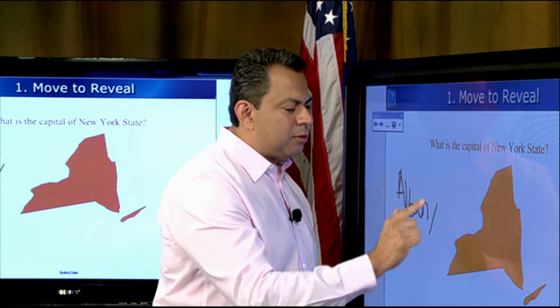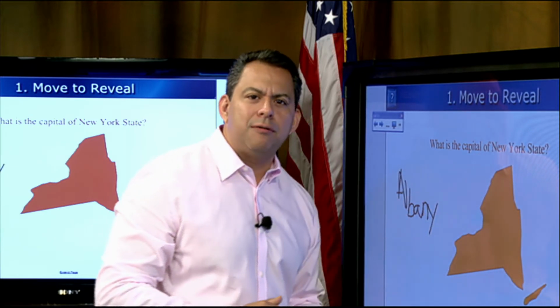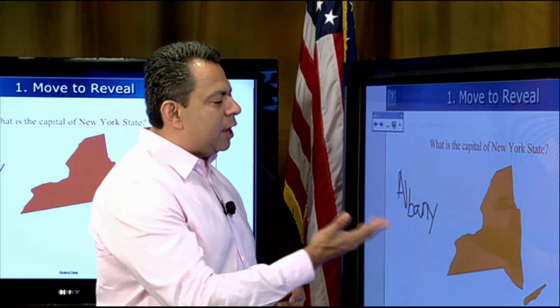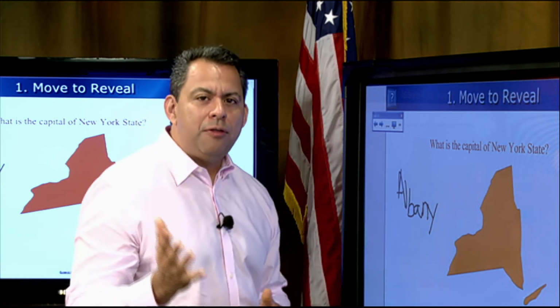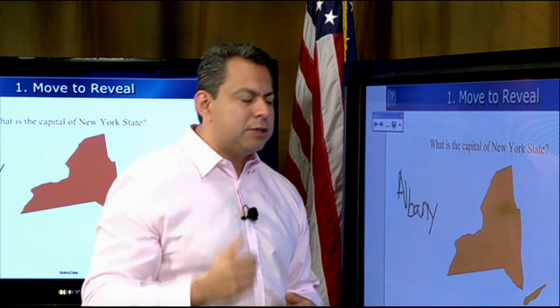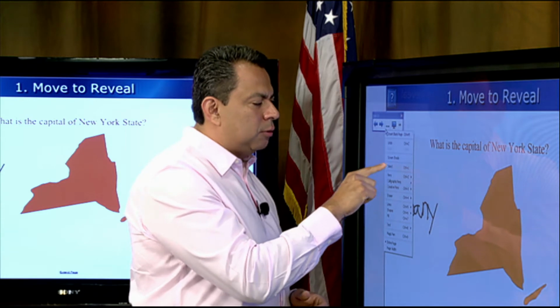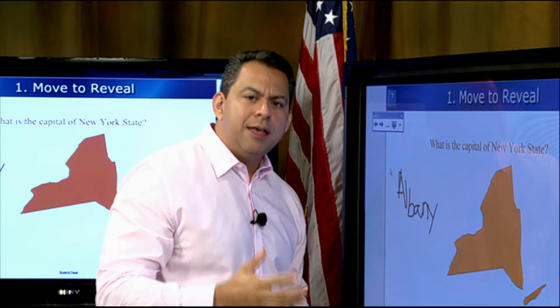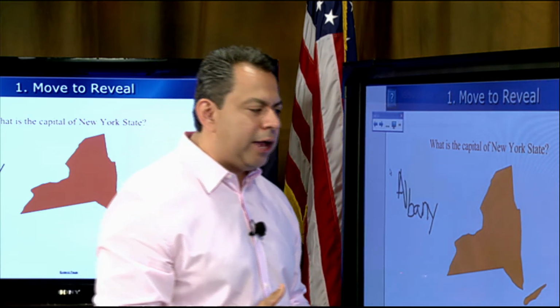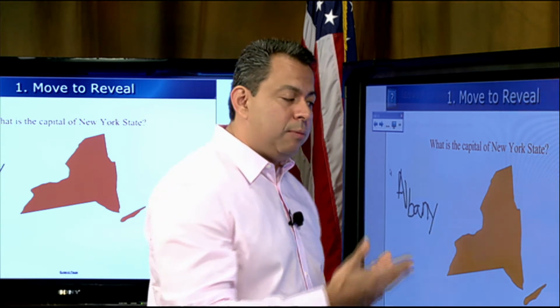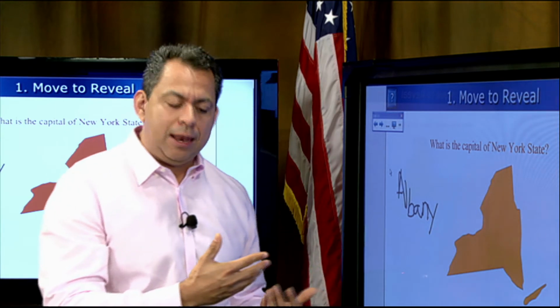I know it doesn't come out the best, perfect way. My handwriting was never perfect in elementary school or even in college. But there's my answer, Albany. One thing I have to remember now, this is one of the smart keys of Smartboard, is I have to go back to being a select tool. I have to go back to being a cursor. If I didn't make that selection, if I click on something, I'm still going to be that last tool that I used, which happened to be the actual pen.